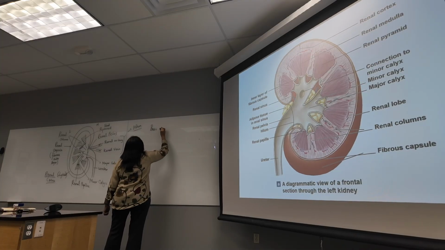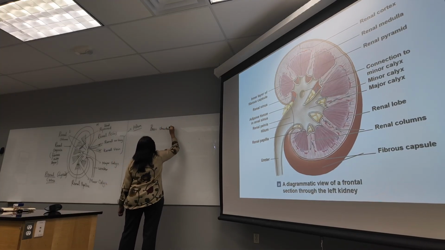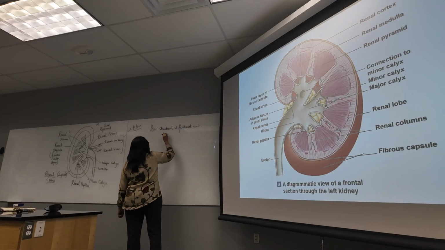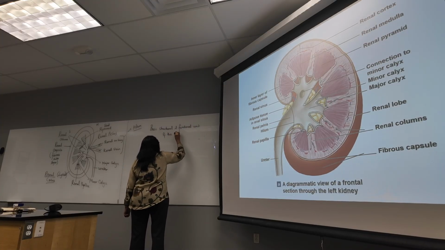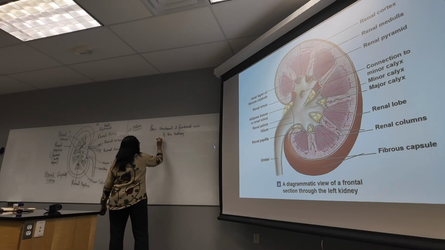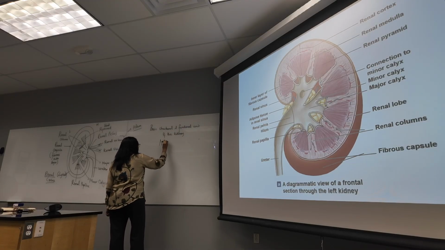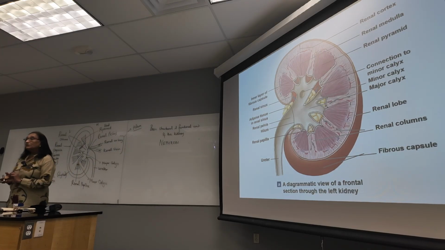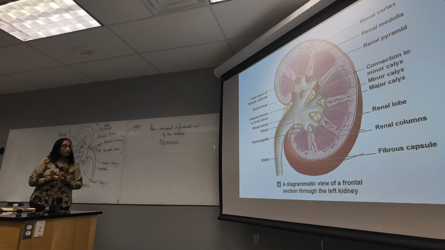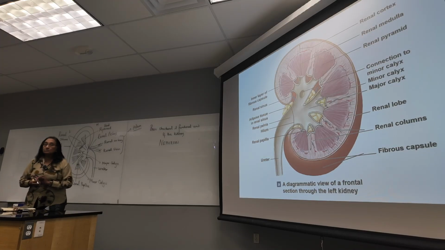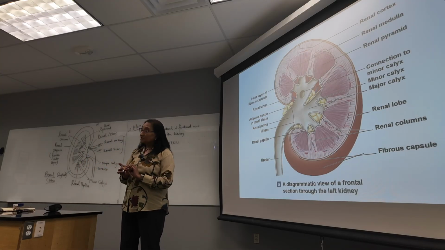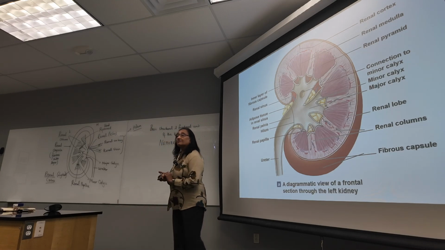So, the basic structural and functional unit of the kidney is the nephron. Just like your nervous system is made up of neurons, the structure that is actually filling up the kidney and also responsible for the function of the kidney is the nephron.